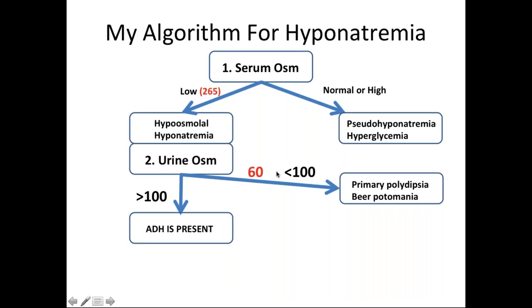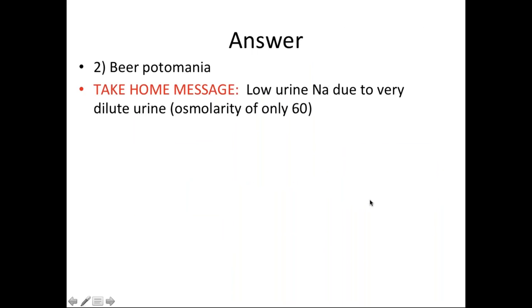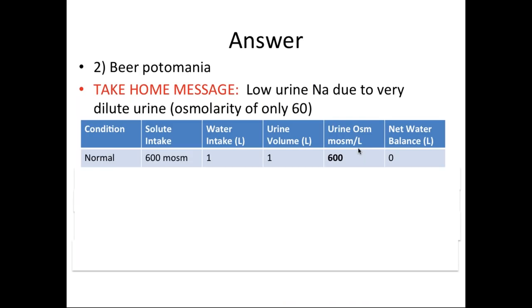Then we look at the urine osmolarity, and the urine osmolarity is low at 60, which is what it should be in the setting of hyponatremia. And so the body is trying to put out as dilute a urine as possible. And so this patient has beer potomania. And so one of the take-home messages from this is that the low urine sodium, which is there, is actually due to the very dilute urine with an osmolarity of only 60. And that is why the urine sodium is low.